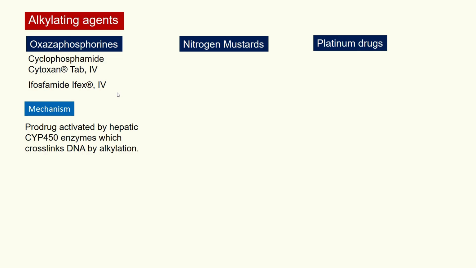The mechanism of those phosphorins is that they are prodrugs. They're activated by liver enzymes, CYP enzymes, the cytochrome enzymes, which cross-link the DNA by alkylating the DNA. That way, they block the DNA replication.